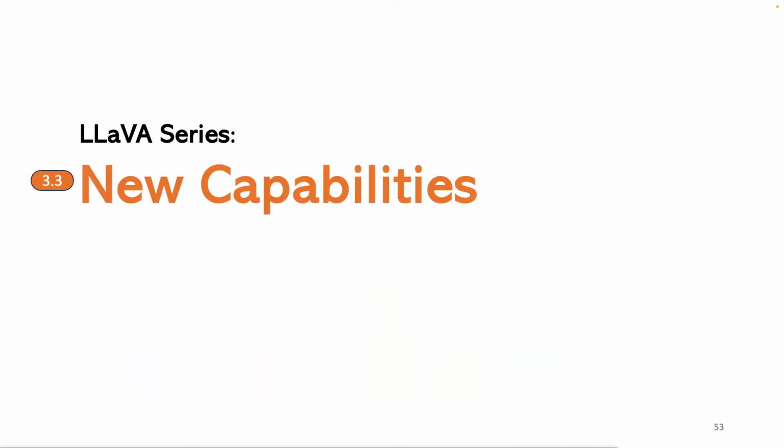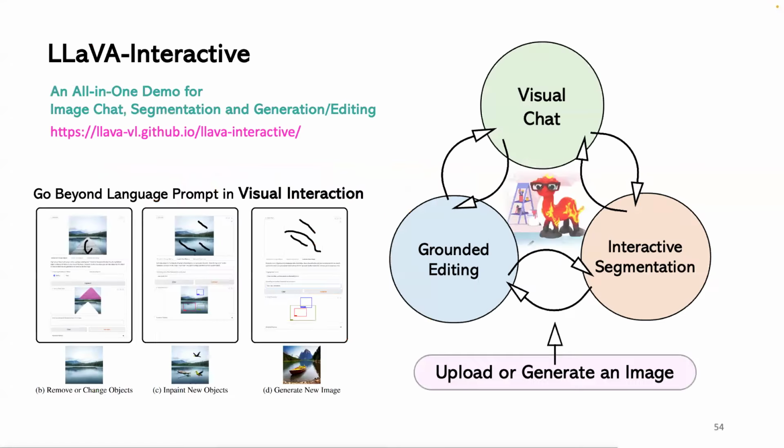And lastly, I'll talk about the new capabilities. Remember, in this part, we are not going to build an end-to-end model. Instead, we will use a pre-trained model and other pre-trained models together to construct systems. The first one is the LLaVA-Interactive system. It is not an academic paper, and it's not an academic project. It's just a demo where we put the pre-trained models in our team together, trying to show you how we can achieve interesting applications if we use pre-trained models.